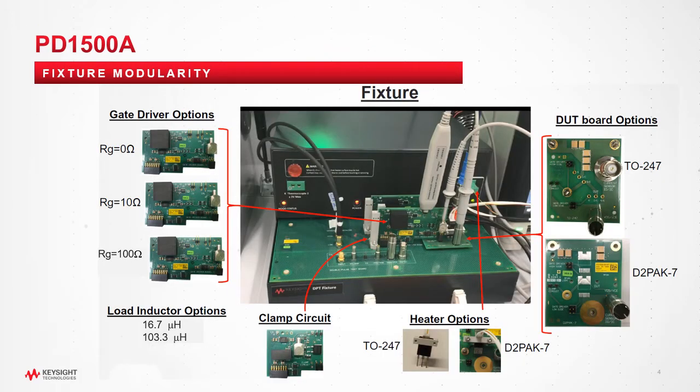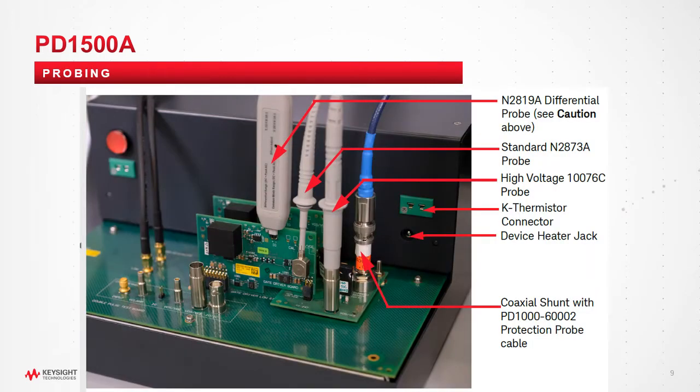Here you can see such a measurement hardware with different DUT boards for different package types. We also have a heater option to cover the temperature range, as I mentioned, and by jumpers we can have different gate driver options, so that we drive from 0 to 100 ohm, and we have load inductor options, as you can see here, between 16 and 100 microhenry. Then here a closer picture of the differential probe, for instance. We also use other equipment, a high voltage probe, a thermistor, and a coaxial shunt.